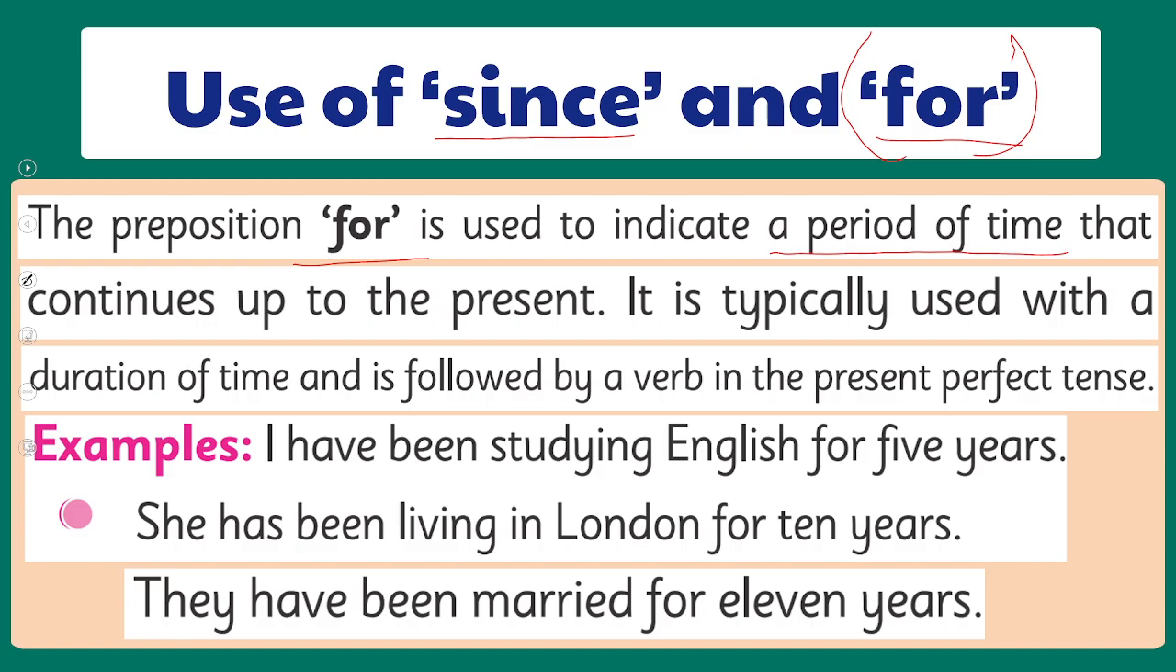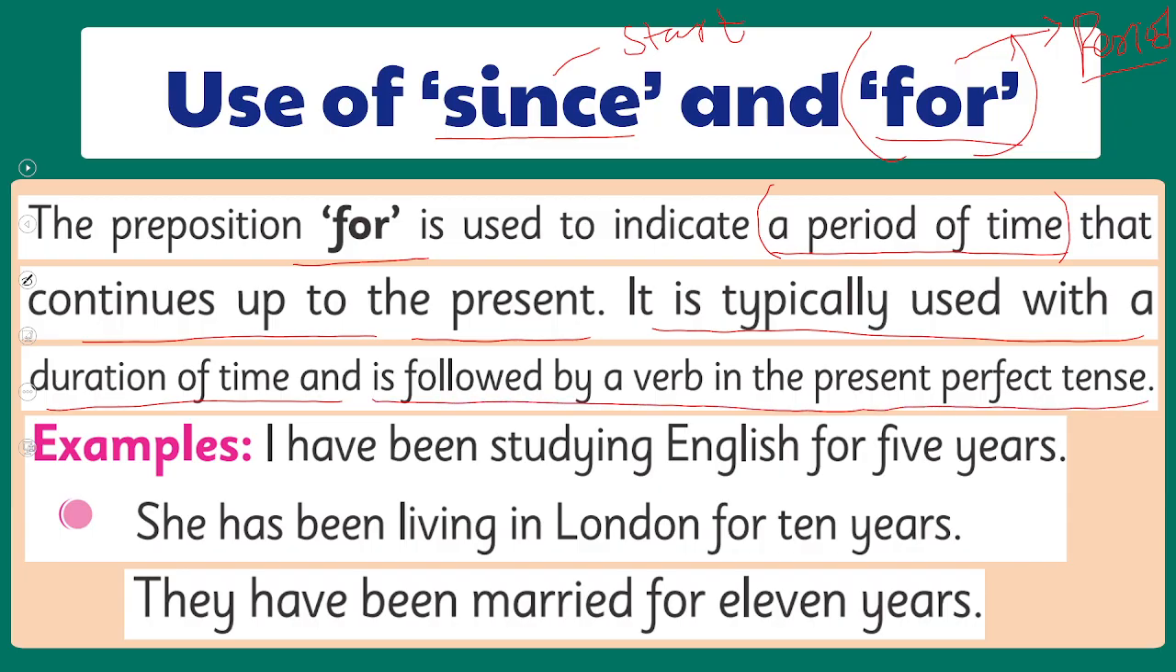Since is used to indicate the starting point of a time, and for is indicating the period of a time, a certain time frame. So for is used to indicate a certain period of time that continues up to the present. So it indicates a time period from which till the present something is happening or something is going on. It is typically used with a duration of time and is followed by a verb in the present perfect tense.